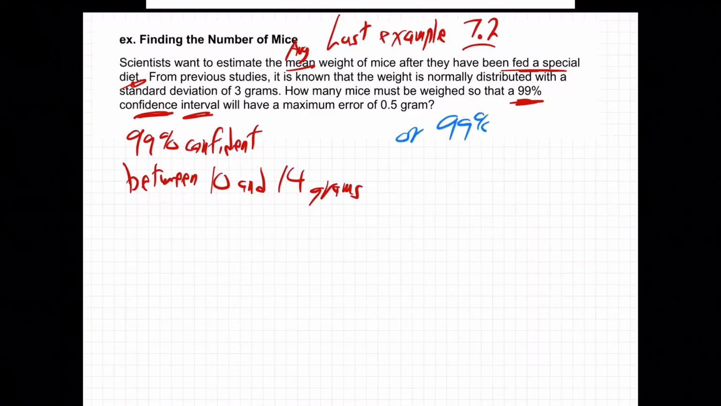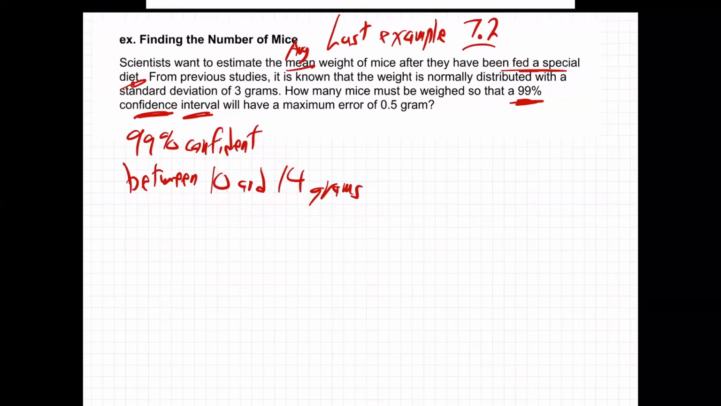Sorry, I'm being a little haphazard here. So basically that would be a confidence interval. Why is it called an interval? Because it's a range of numbers, an interval from 10 to 14. Now you might say, why do we have two numbers? Why do we have a range?